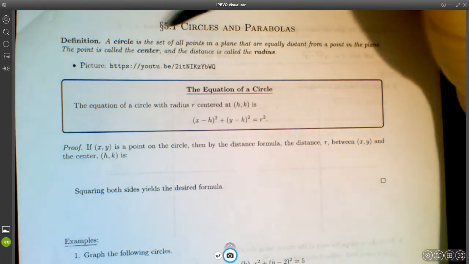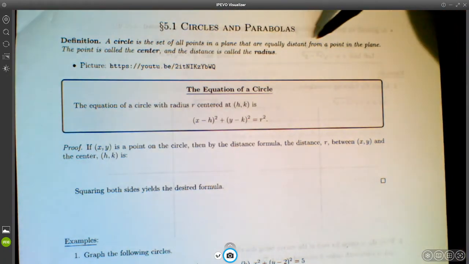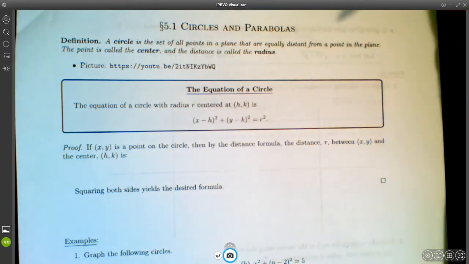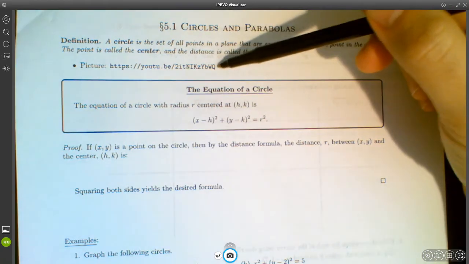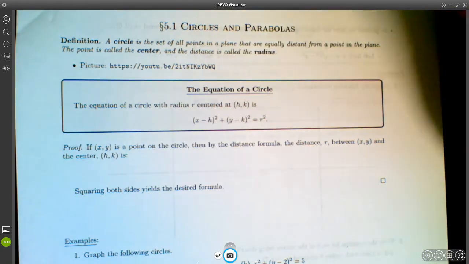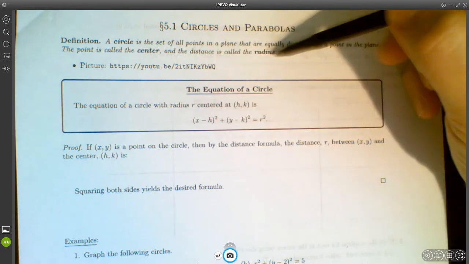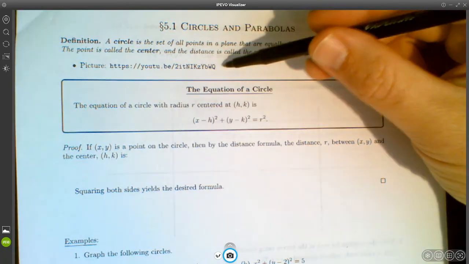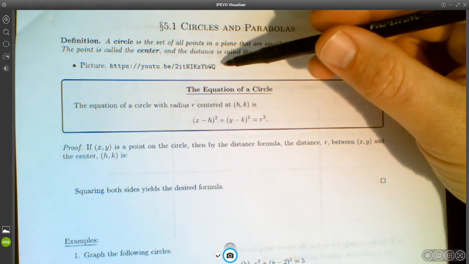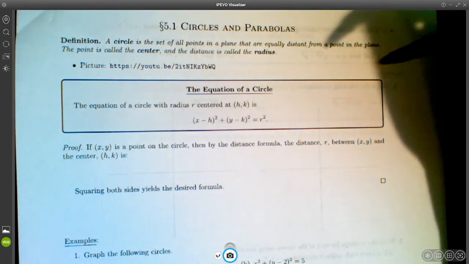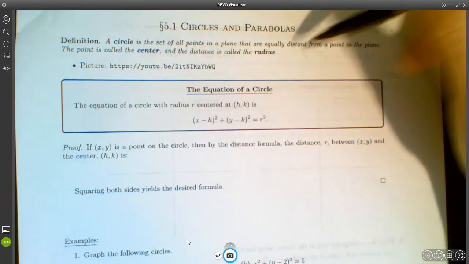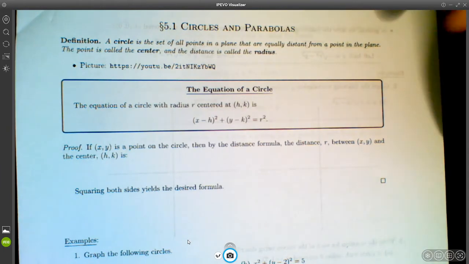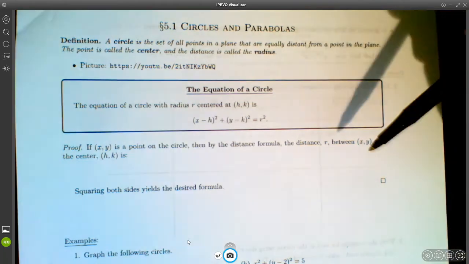A circle is the set of all points in a plane that are equally distant from a point in the plane. The point is called the center, and the distance is called the radius. I'll provide a link to this video in the module on Canvas, but it's just a picture of somebody drawing a circle using this definition. You could pause the video now and watch this in today's module, so that you get some understanding of what the definition is saying.